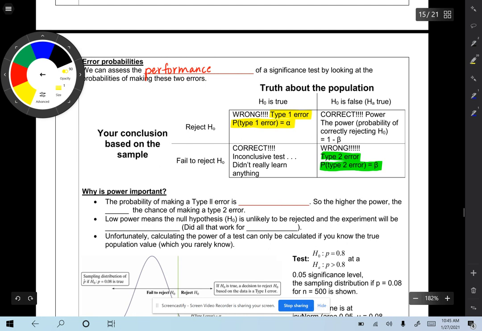As far as the other thing that we're going to talk about in this particular box is what is known as power. So the power is the probability of correctly rejecting the null hypothesis. And the power is directly related to a type 2 error because the power is equal to 1 minus beta. So to have a higher power, meaning correctly rejecting the null hypothesis, that's going to decrease your chance of making a type 2 error. So to increase the power, so correctly rejecting the null hypothesis, you will decrease the chance of making a type 2 error.